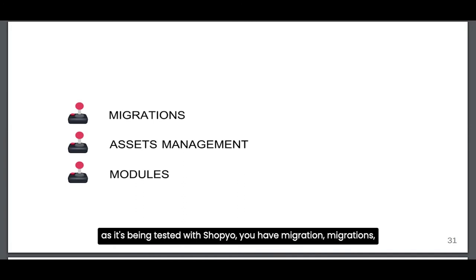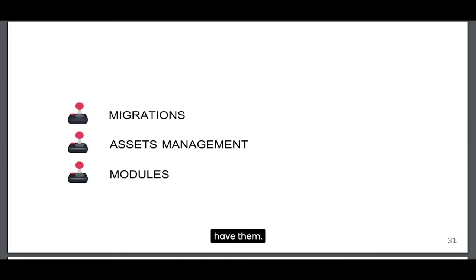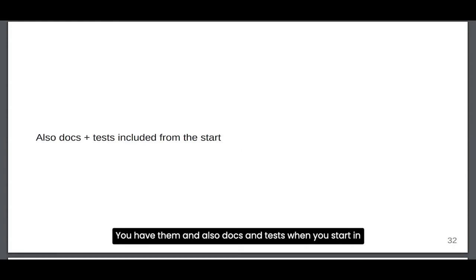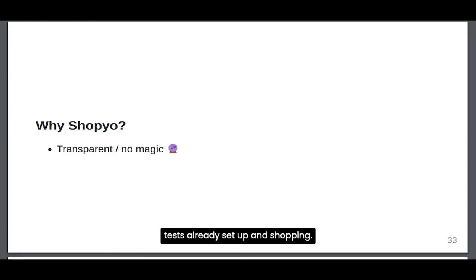With Shopyo, you have migrations, assets management, and modules integrated. You don't have to use those, but you have them. Also docs and tests: when you start a new Shopyo project, you get your docs and your tests already set up. And Shopyo is normally magic, but how it accomplishes things is still in the clear. You can inspect the app.py and see how, I can say, 75% of the magic is being done.